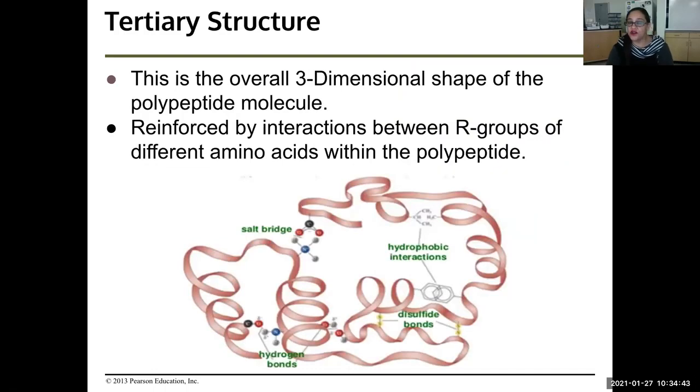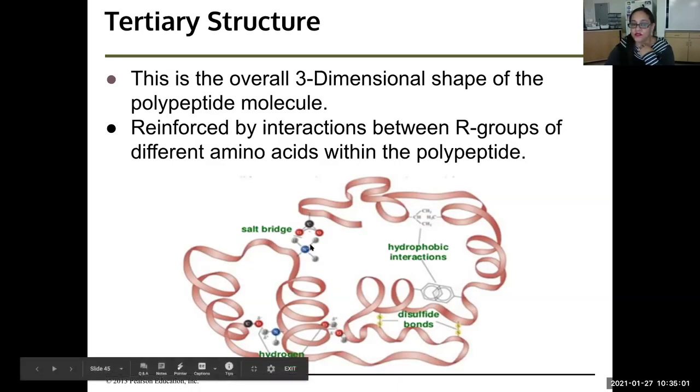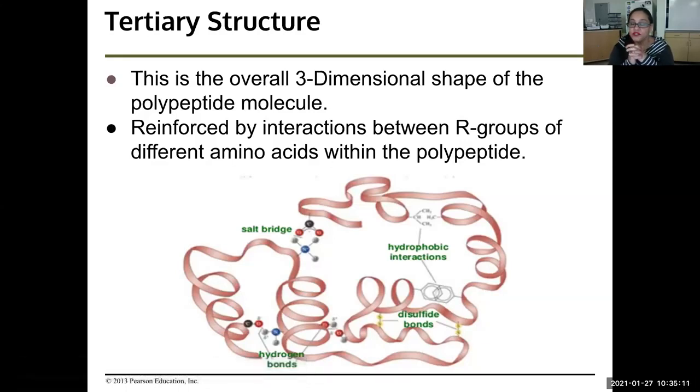The tertiary structure is the overall 3D shape of the polypeptide molecule. It's reinforced by interactions between R groups of different amino acids within the polypeptide. You can see in the picture, you can have hydrophobic interactions where they're repelling each other, disulfide bonds, a salt bridge, hydrogen bonds. There's a lot of different interactions that can happen in the tertiary structure that will determine how the protein interacts with itself, whether it folds or it's kind of a straight line or loops around.